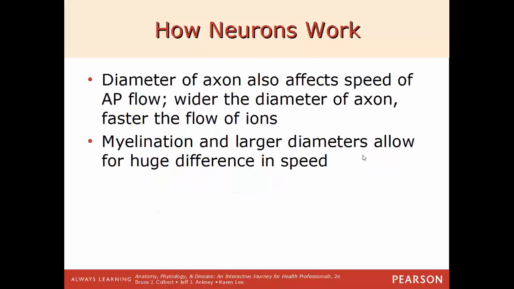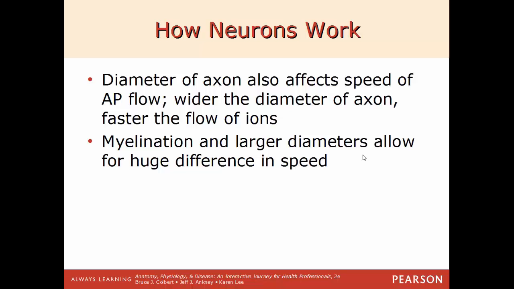Now the diameter of the axon will also affect the speed of the action potential. The wider the diameter of the axon, the faster the flow of ions. So for an everyday example, think of a busy interstate or a busy highway. If the highway is normally, say, four lanes, it can only carry so many cars. If that were to, say, triple in size or triple in diameter, you'd be able to get a lot more cars at the same time.